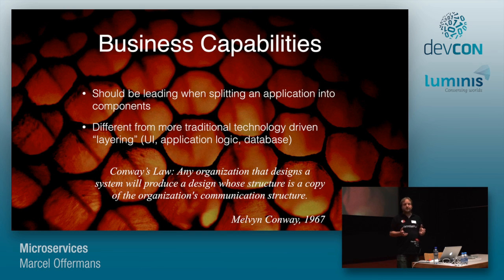The point is that if you want to change that and go to a more microservices architecture, that means you might also have to change the way your organization is structured. And that's important because that's usually not the easiest thing to change. So that's something you should take into account.